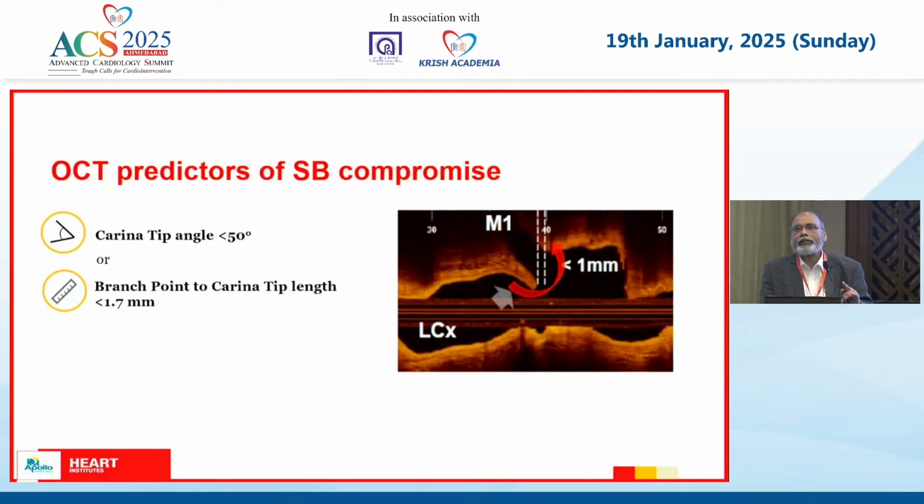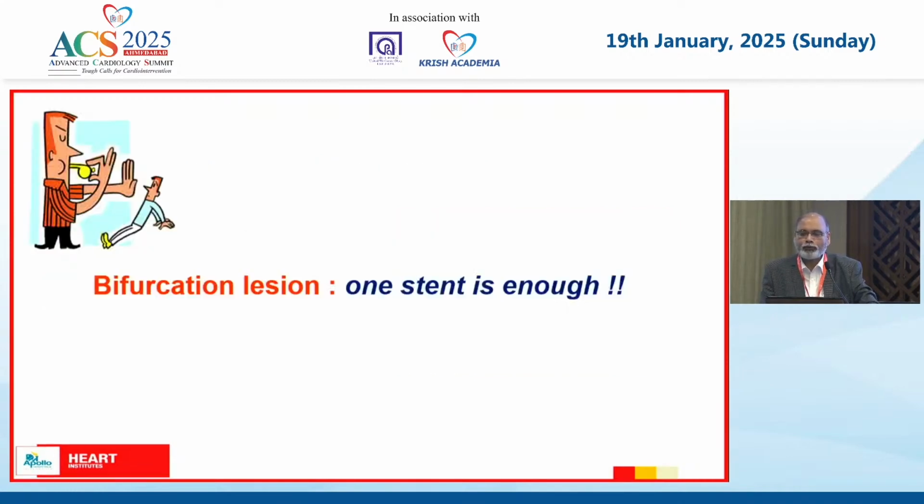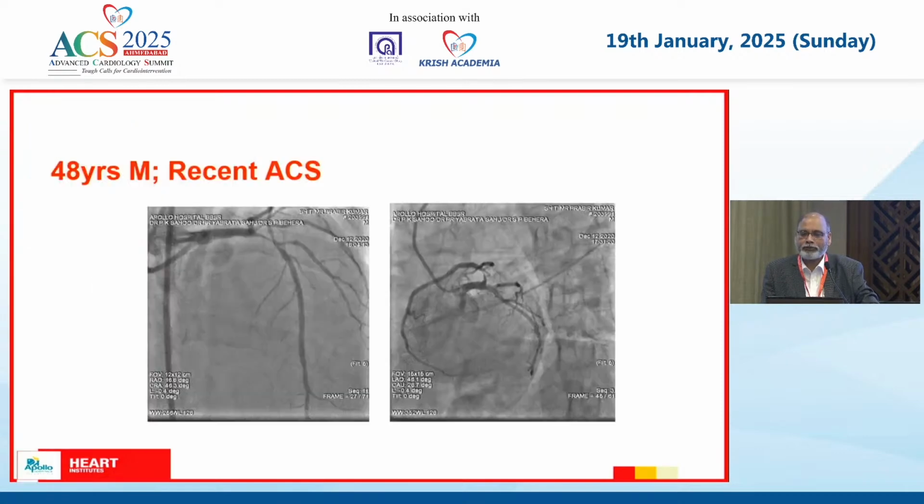OCT has good predictors of side branch occlusion. There are two things: the carina angle, which is less than 50, or the BPCT, that is branch point to carina tip length, which should be less than 1.7. I'll show you two examples of how I decide whether one stent is possible in a bifurcation lesion.